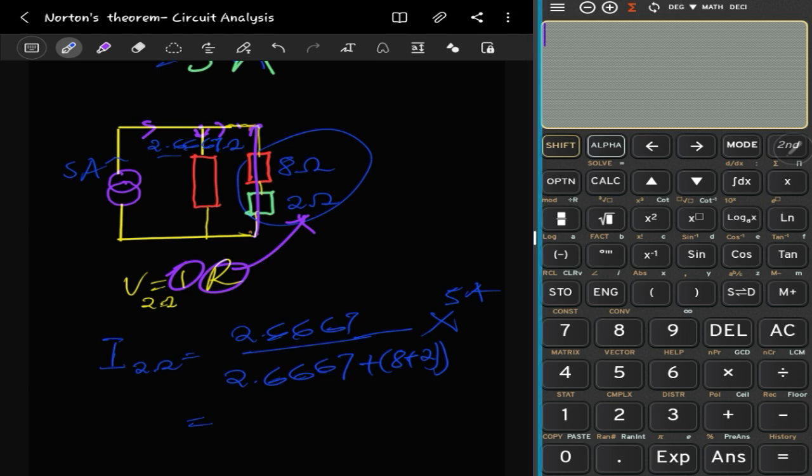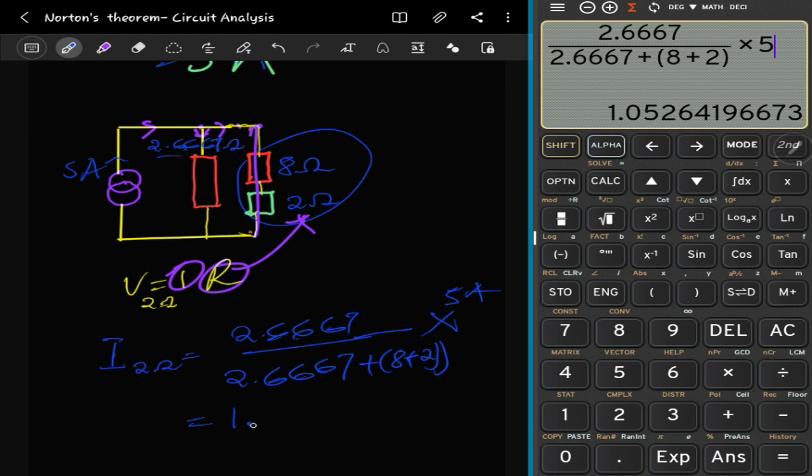So let's see how we get 2.6667, right? 2.6667 plus 8. Okay, let's put them together. Plus 2, times 5. And that gives us 1.0526 amperes, right? So this is the current passing through the 2 ohm resistor.